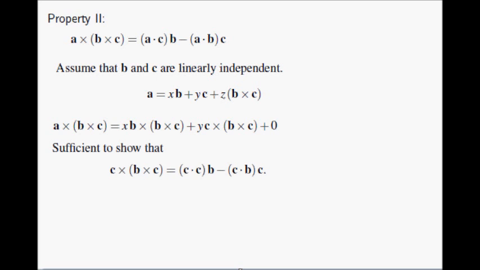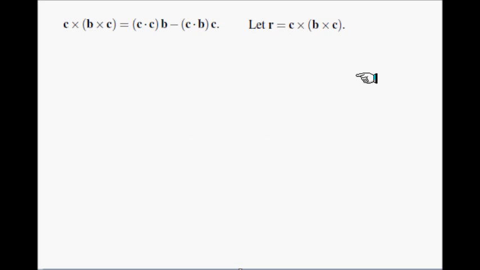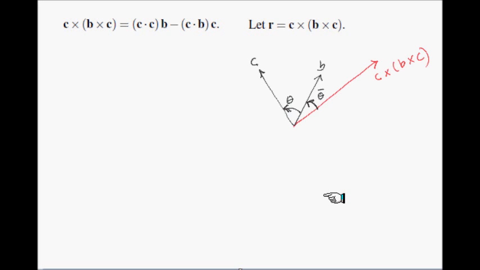Now I'd like to claim here without proof that it is sufficient to prove the property for this case only, since it is relatively easy to use it to prove the general case with a vector A. Now let's focus on this case and let R be the product as shown here. So here I sketch the vectors B and C. If we use the right hand rule on B cross C, it's pointing toward us.